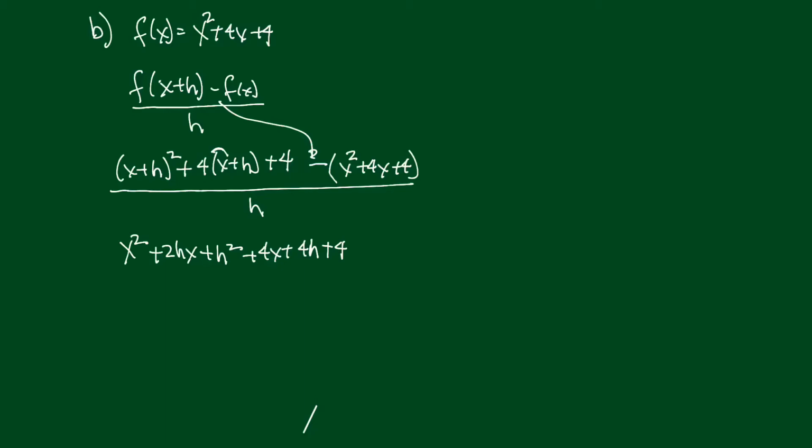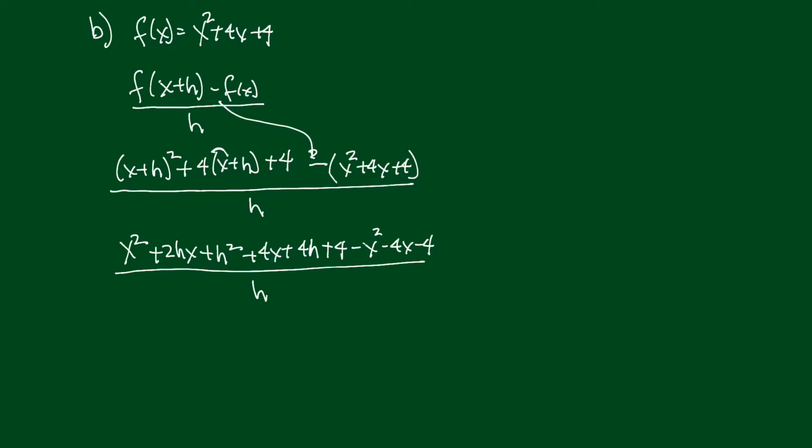And now take that minus sign through the parentheses. Minus, minus, minus. So it just changes all those signs. So I get minus x squared minus 4x minus 4. Don't forget the division. All over h. And now let's simplify the top.